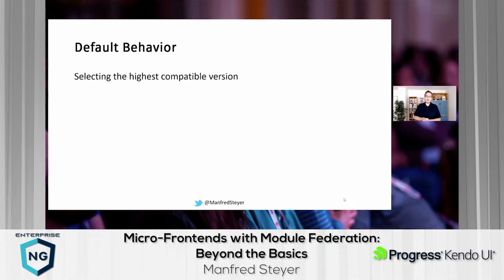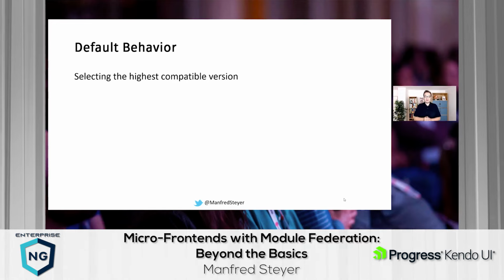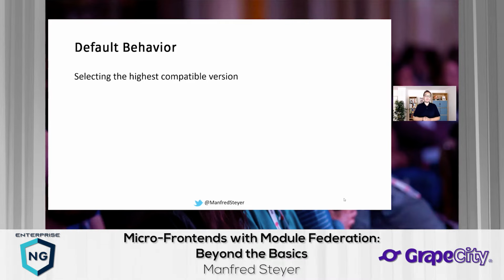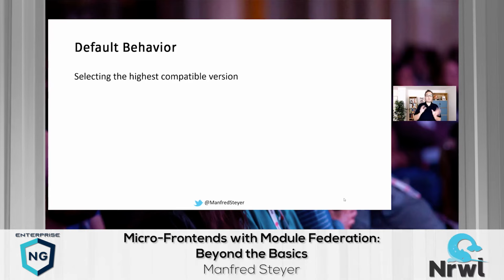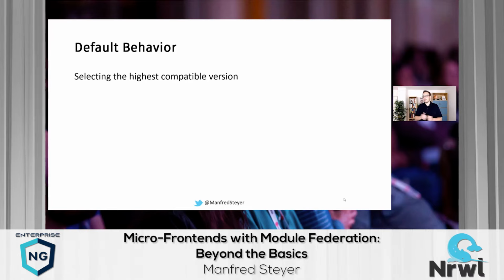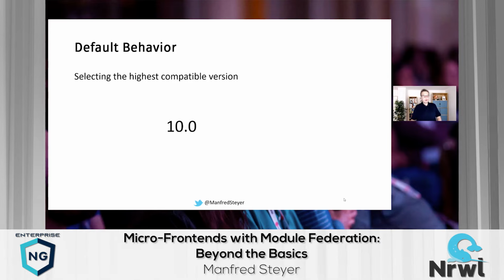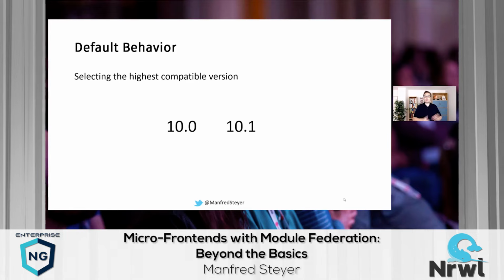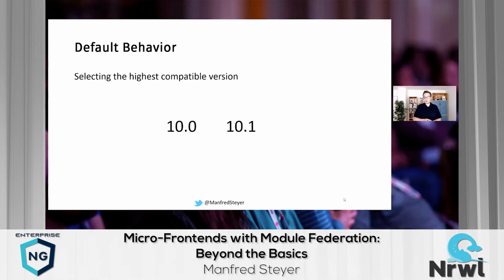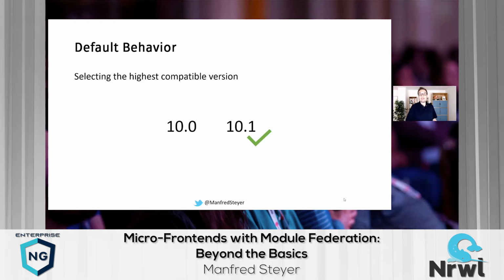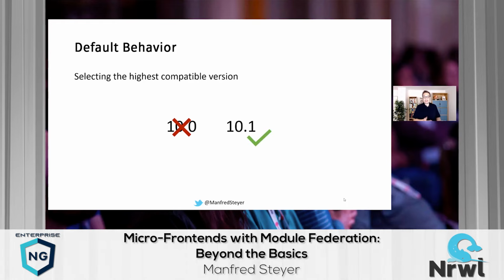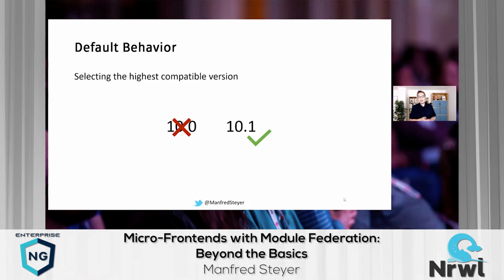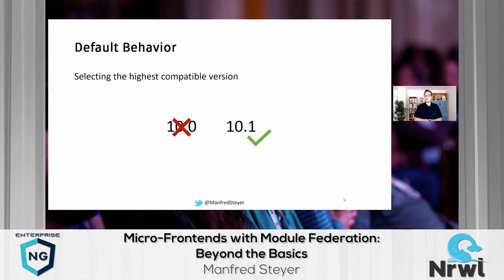Even the default behavior of module federation is quite smart. The default behavior is it is selecting the highest compatible version, which kind of sounds abstract at the beginning. Let me show you an example. Let's assume we have version 10 on this side and version 10.1 on that side of this or that library. The highest compatible version is 10.1, and so only 10.1 will be loaded by default, 10 will be skipped. Normally, according to semantic versioning, 10.1 should be backwards compatible to 10.